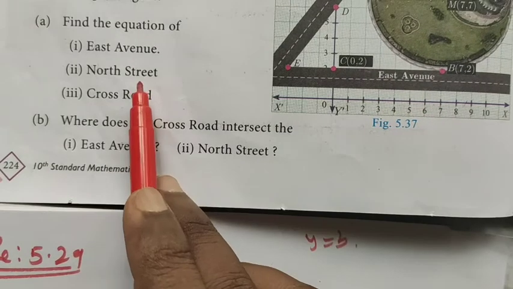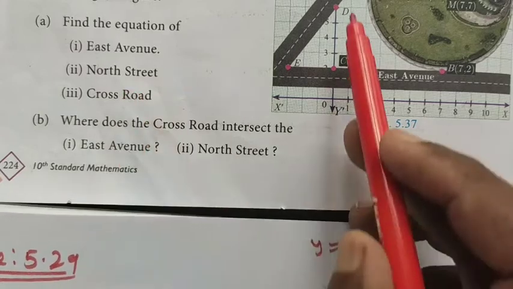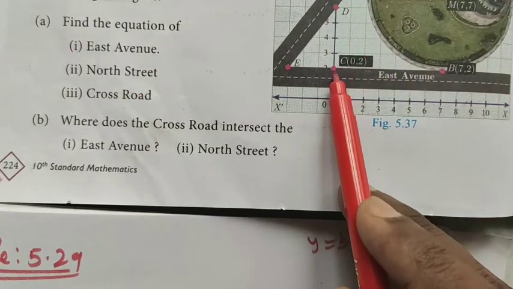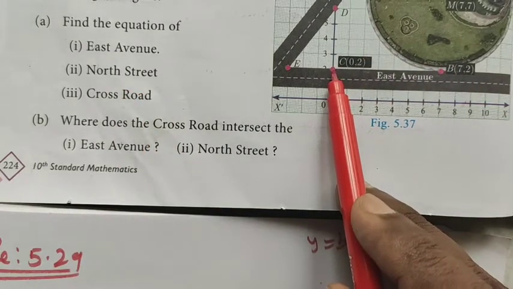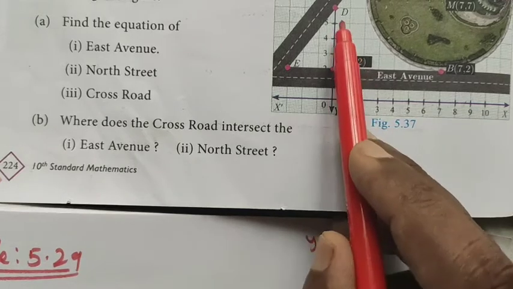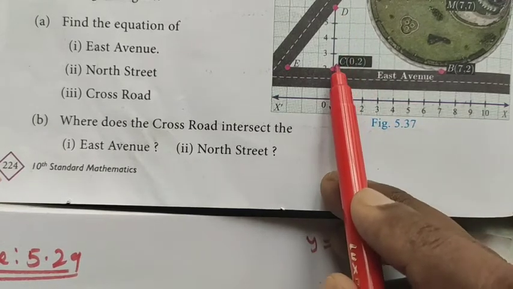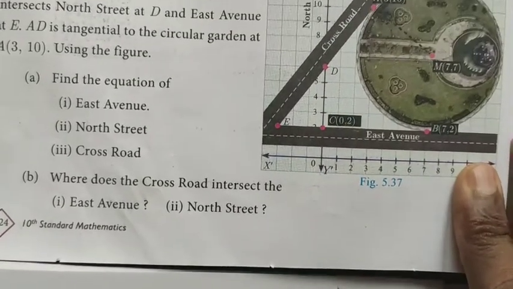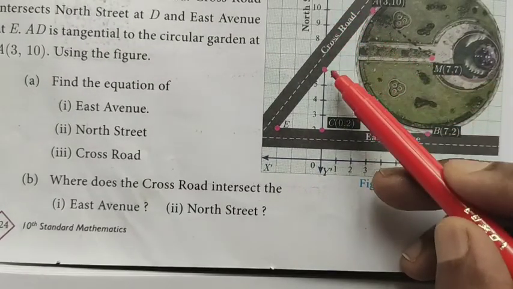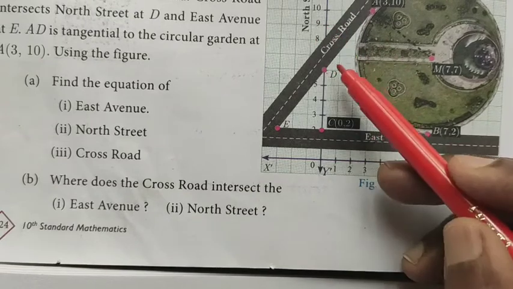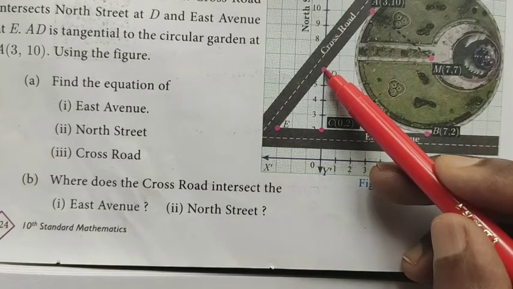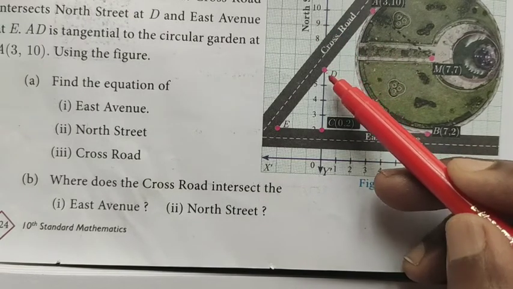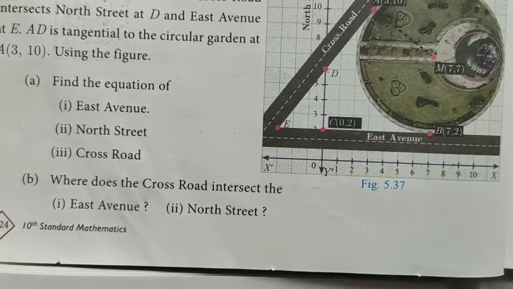Next we want to find the second Roman number, North Street. So this is the North Street. See, on the North Street we have the point C which is (0, 2), and D is the point. The point lies on the y-axis. This is the North Street. The point lies on the y-axis, which means x equal to 0. So here the equation of the North Street is x equal to 0.